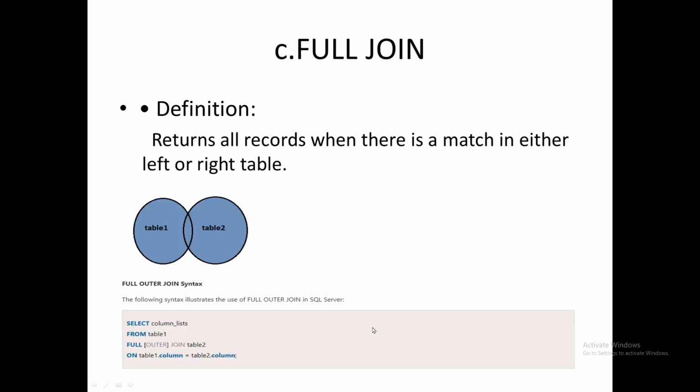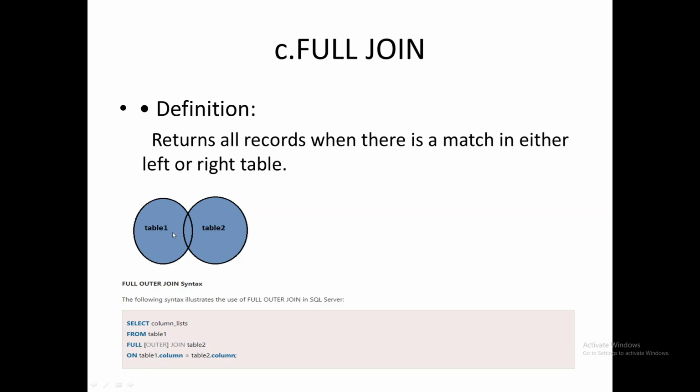The last type of outer join is called a full join. So what does it do actually? It returns all the records when there is a match in either the left or right table. So it is basically a union, or the merging of the matching records, then all the records from the right table, then all the records from the left table. The syntax is the same, only the keyword is changed, but the functionality changes.